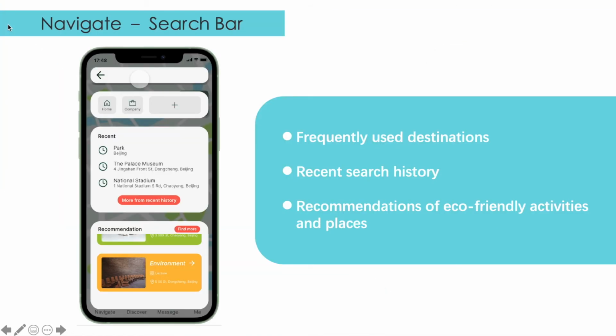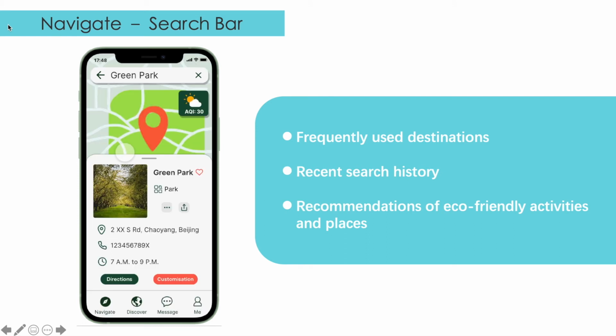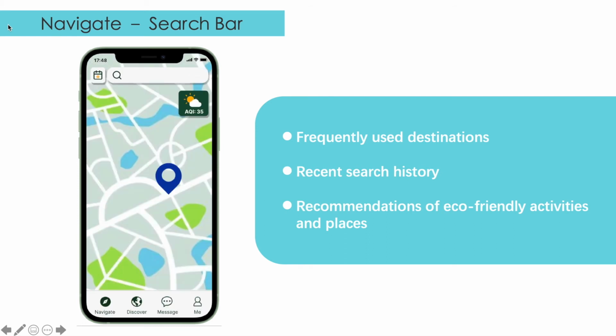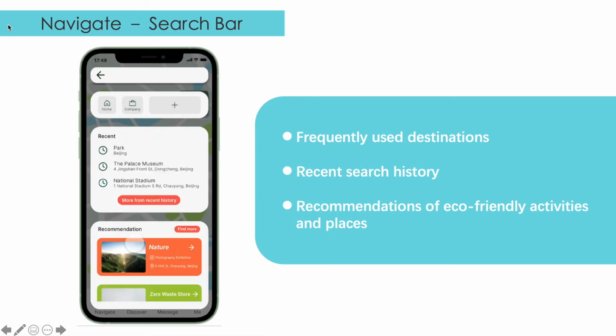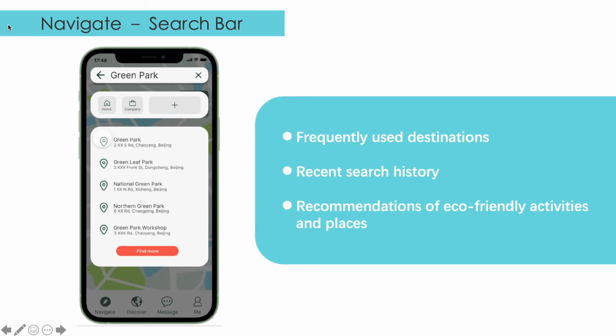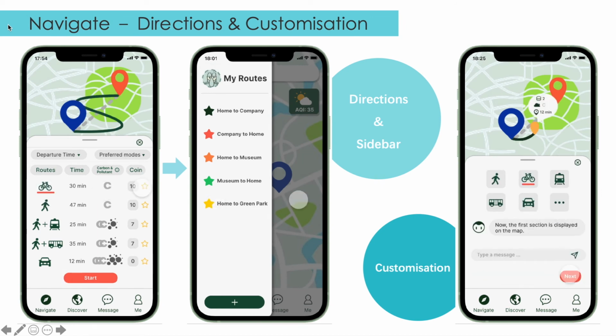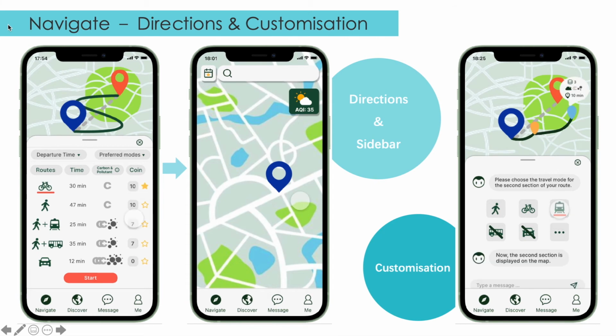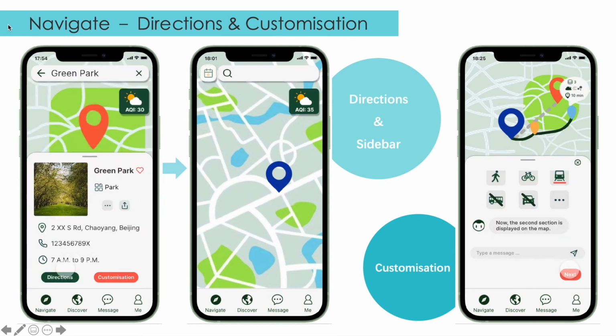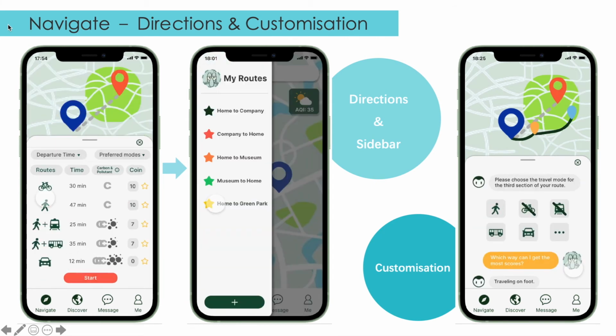Using the search bar, users can find their frequently used destinations, recent search history, and some recommendations of eco-friendly activities and places. When users confirm their destinations, the information of the locations would be shown, and 2 options would be provided. Choosing directions, users would find different routes, the time they will take, the carbon and pollutant emissions of each route, and the virtual coins they will get accordingly, which could be used to exchange for rewards.